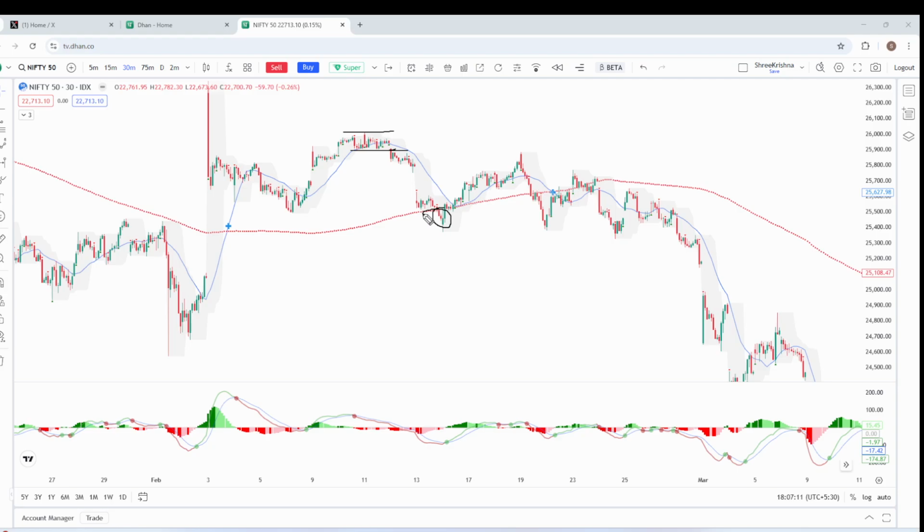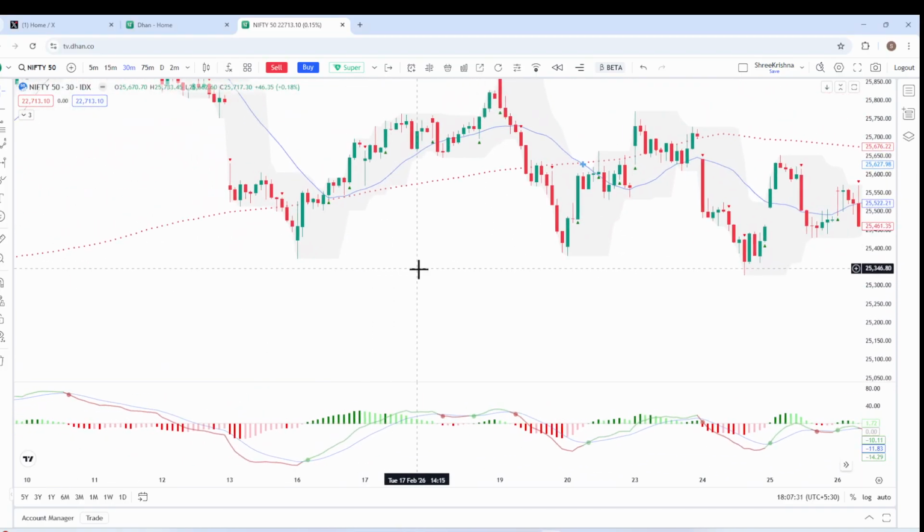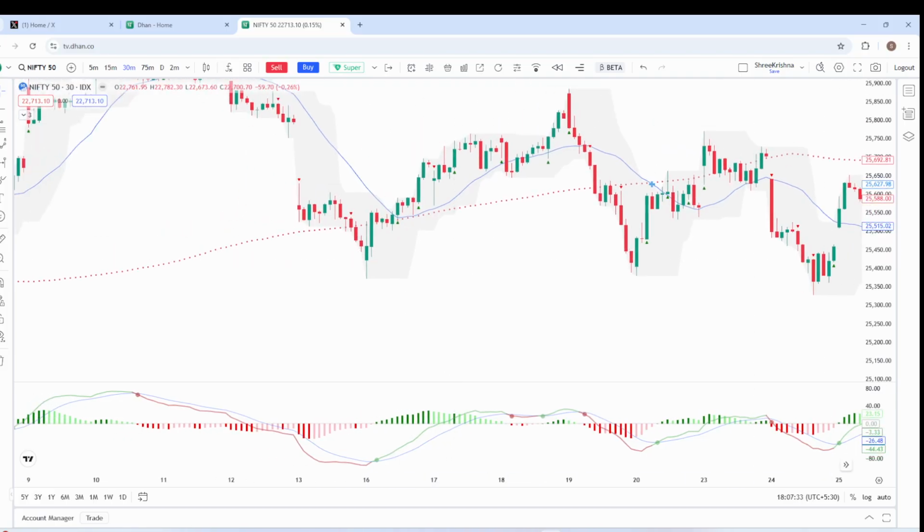Agree? So here you made around 200 or 300 points. Agree? You might not have booked the profit. You might have booked the profit over here. That's a flag, right? Look at here. This is the flag. You might have booked when the previous red was triggered, when the previous sell was triggered. You might have booked on that.